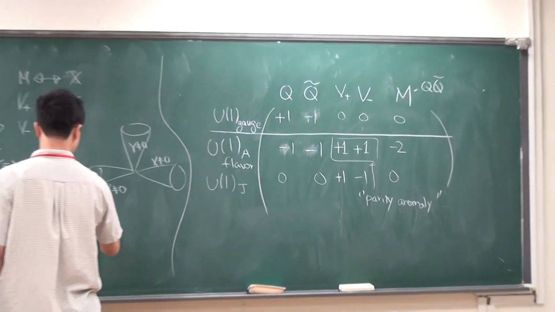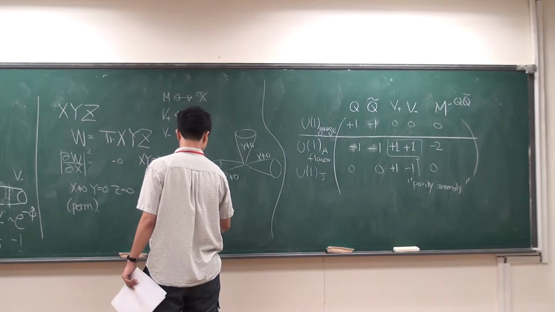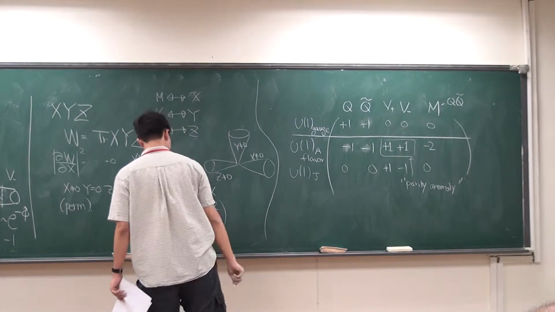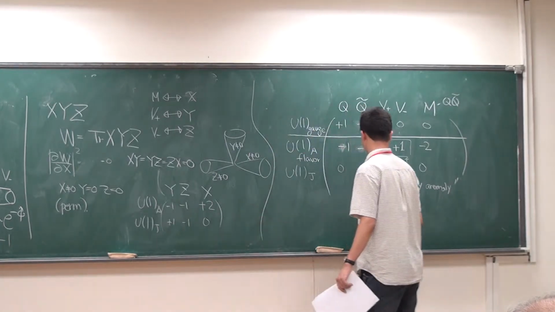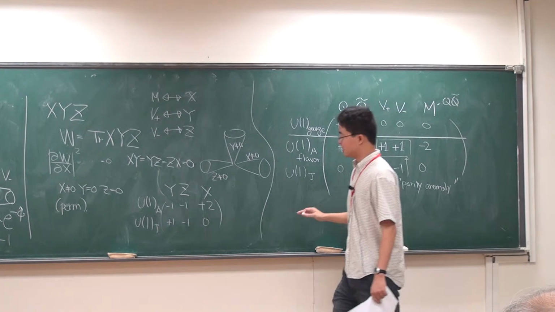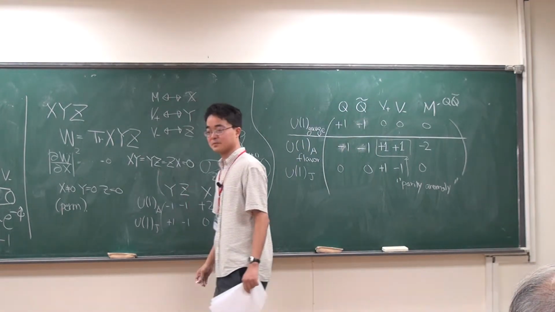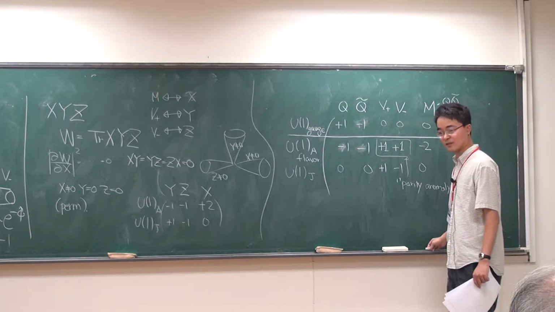1 minus 1 plus 2. And this is plus 1, 1 minus 1, 0. Well, of course, you can take other linear combinations, but I took this particular combination. It's nice. So it turns out that in fact they do have the same symmetry, except that the meanings are different.